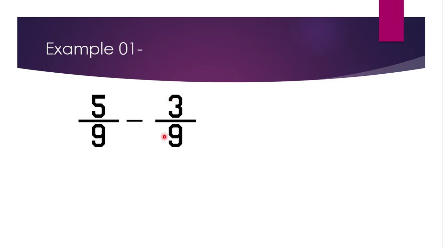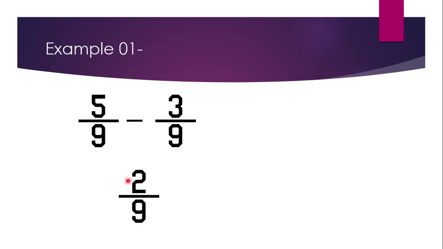If we are going to subtract that kind of fractions where the denominators are equal, in the final answer, the denominator will not change. Therefore, in the final answer, the denominator is 9. In here, the numerators are 5 and 3. As the denominators are equal, I am just going to subtract 3 from 5. So, if I subtract 3 from 5, the answer is 2.